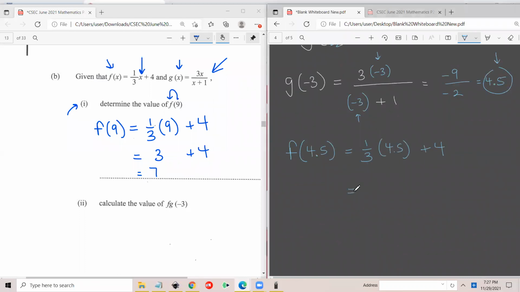Answers are coming up. Some people are saying the answer is 5.5. I haven't worked it out as yet. 1/3 of 4.5, I'm getting 1.5 on my calculator. Then I have to add 4. Yeah, you all are correct. It's 5.5. Great.